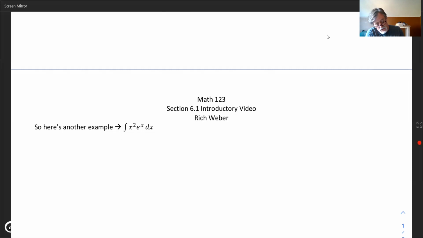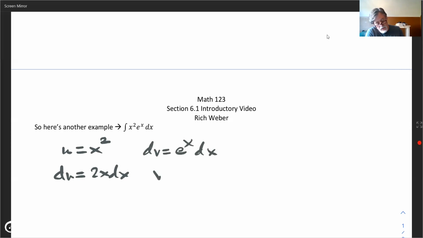I'm going to let u, this is what I really wanted to show you how to do these problems, let u equal x squared. The good news about that is when I go for du, it breaks down to 2x times dx. So oftentimes I want to choose a function for u that when I derive it, it gets less complicated. It doesn't always go that way. Then dv is the rest of the expression, e to the x dx. And when you integrate both sides, you just get e to the x like so.